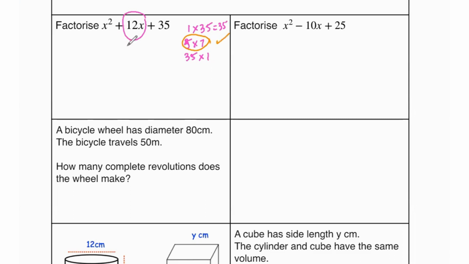Now we're going to replace the middle term with 7x plus 5x. If you compare the two equations, both represent the same thing, but they're written differently because we rewrote 12x as 7x plus 5x. This way we can break the equation down into two groups and factorize the equation to find the factors. So now we're going to split the equation into two groups. This is going to be the first group and this is going to be the second group.